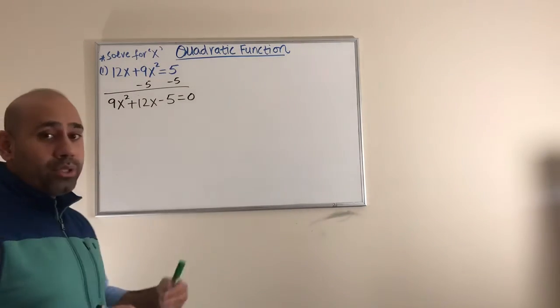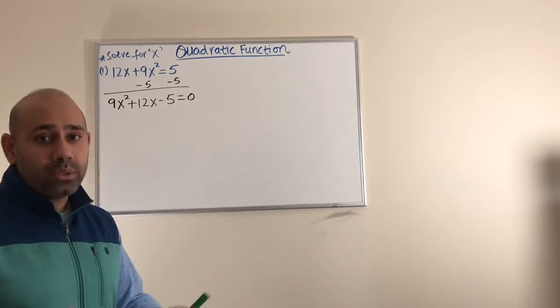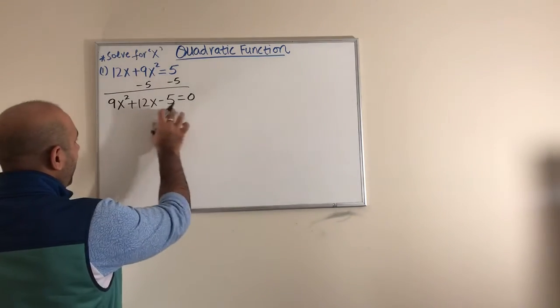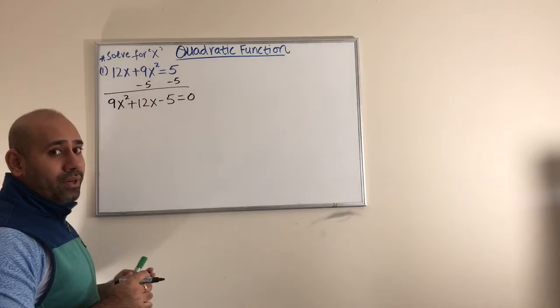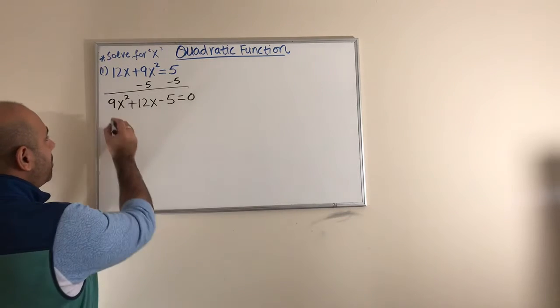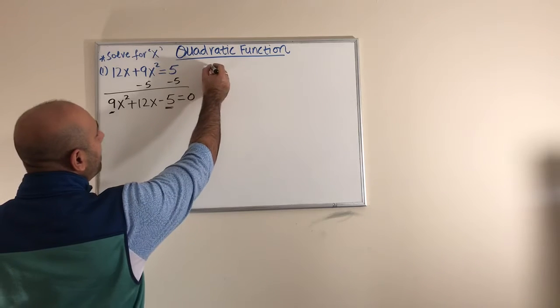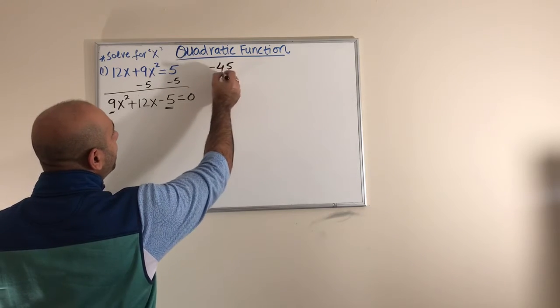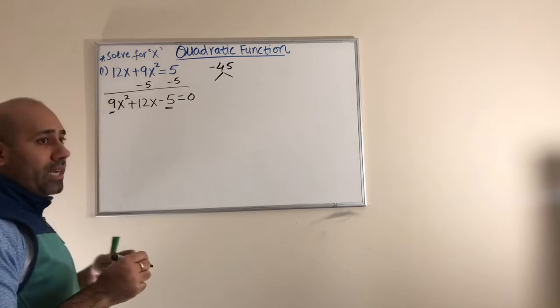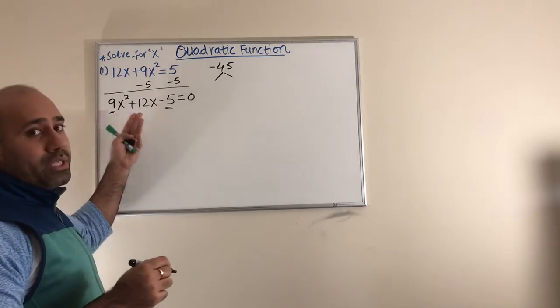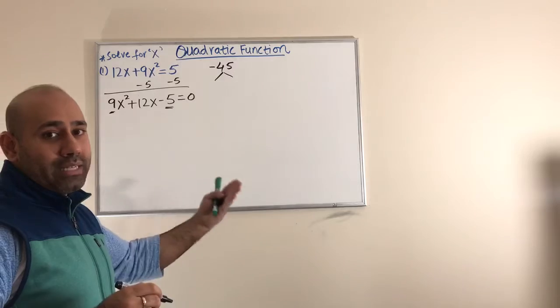Now we should be able to use the factoring method. We'll try it and see if it works. To factor this quadratic polynomial on the left hand side, we first take the coefficient of x squared and this -5, and we multiply them. What do we get? We get -45. Then we try to come up with two factors of -45 so that they add up to +12, which is also called splitting the middle term.